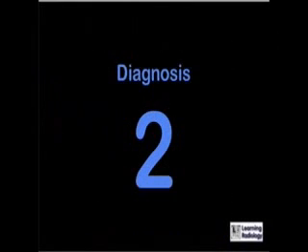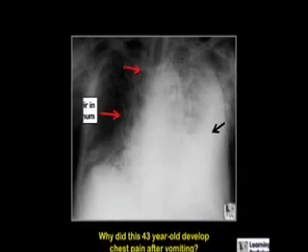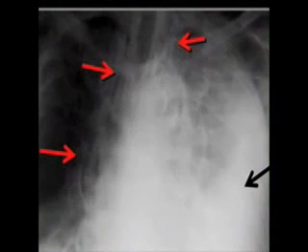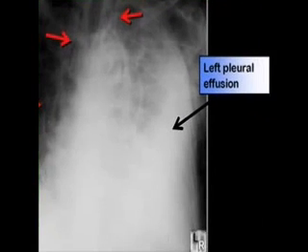This is diagnosis number 2. Why did this 43-year-old develop chest pain after vomiting? Pause your computer or MP3 player. Well, there is air in the mediastinum, as evidenced by the streaky densities that you see the red arrows pointing to, and there is a large left pleural effusion.